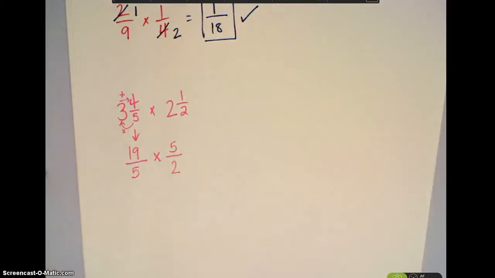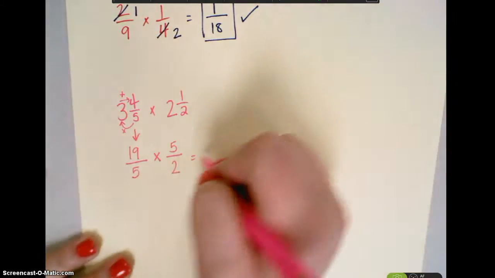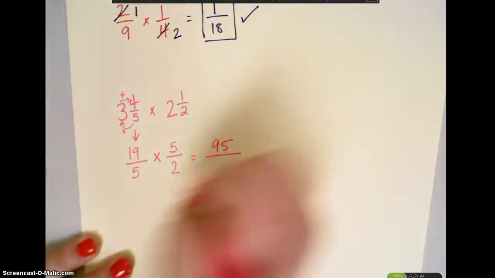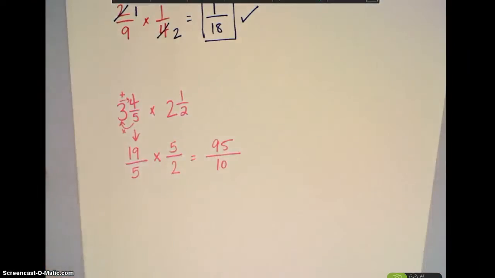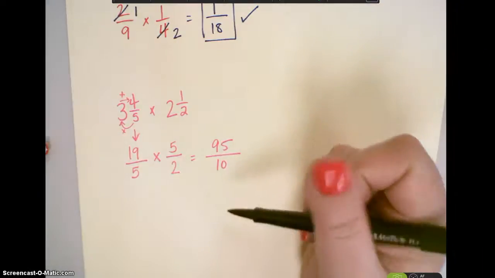So now that I have both of them as improper fractions, I can go ahead and multiply across. 19 times 5 is 95. 5 times 2 is 10. Okay, so I've got my answer to my multiplication problem, but now I have to simplify it back, which means I have to turn it back into a mixed number. So I can do a couple things. I can do the subtraction and pull out all my wholes, but since 10/10 is one whole, that's a lot to pull out.